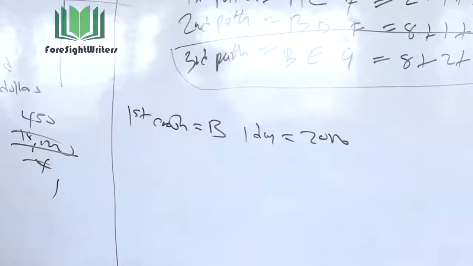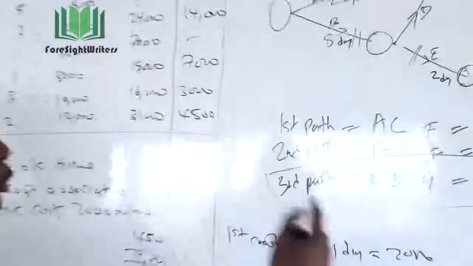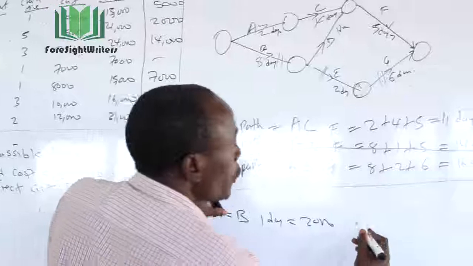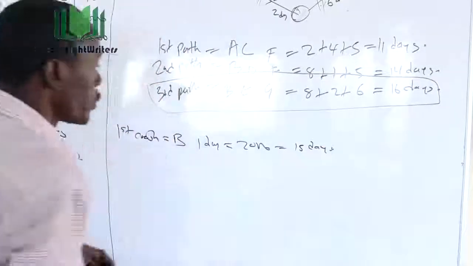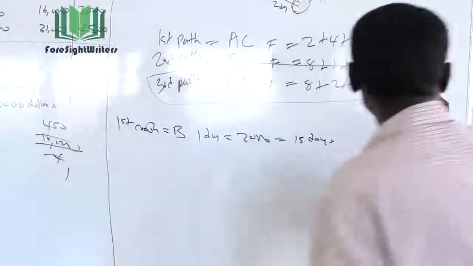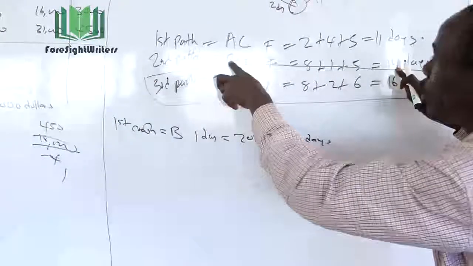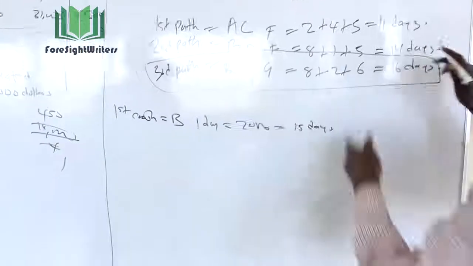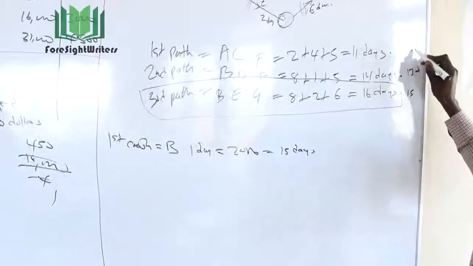So that 2,000 for crashing that activity means that the number of days of this critical path will now reduce from 16 to 15 days. Now this comes from 16 to 15, but this second path also reduces because there is an element of B. So this one also will come to 13 days. This remains the same, this is 11 days, okay?